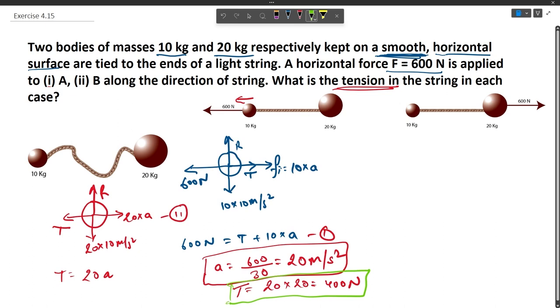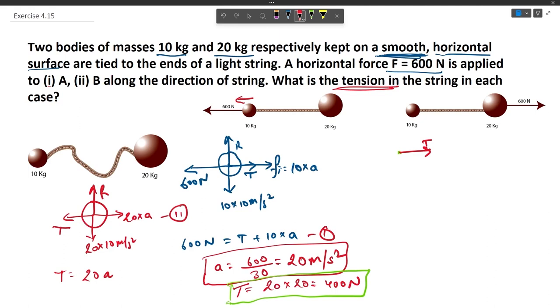Now let us consider the case where the 20 kg object is being pulled. So let us draw the free body diagram. In this case we will draw the body by just a dot to save the space. Now for the 10 kg object, tension would be in this direction.